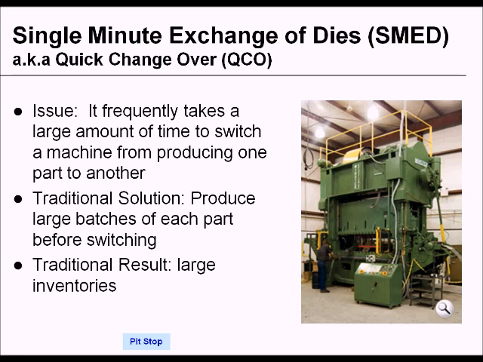It took a lot of time to switch over the machines from one part to another part. One of the things people did to reduce the impact of that changeover time was run a lot of parts, maybe more than they needed, but at least it made it worthwhile. Maybe you only needed 10 parts, but you built 50, and that helped reduce the cost of the changeovers. But the problem with that, of course, is the large inventories.